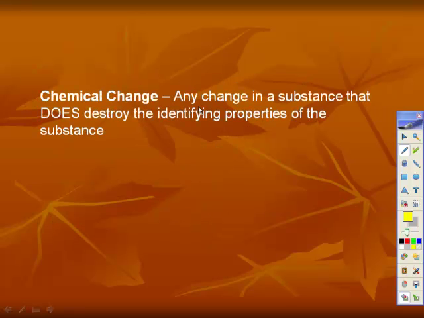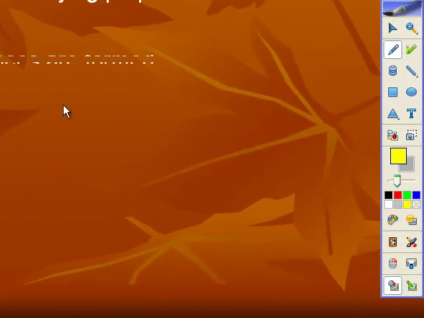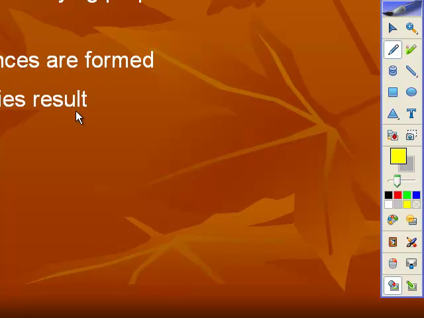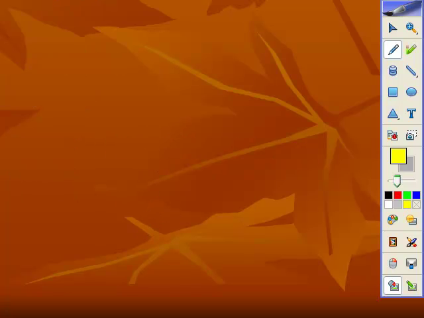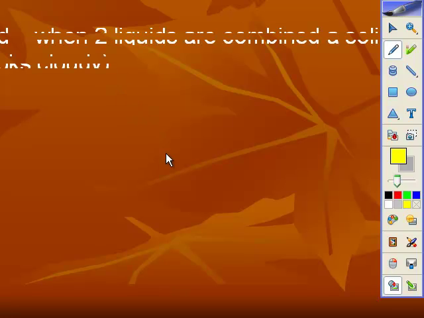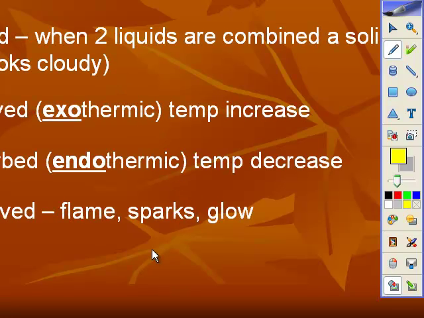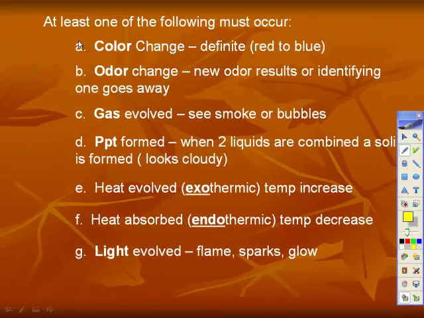A chemical change is any change in a substance that does destroy the identifying properties of the substance. So we do make something new. New properties result. We always have reactants make products, and that's usually irreversible. And then these are our 7 indicators of chemical change. You should already have these written down. They might be in a different order. But these help us know that a chemical change has occurred. So if I see one of these 7 things happen, or multiple happen, then I will know that this is a chemical change.